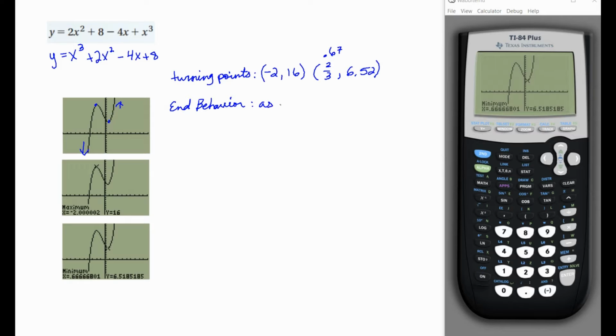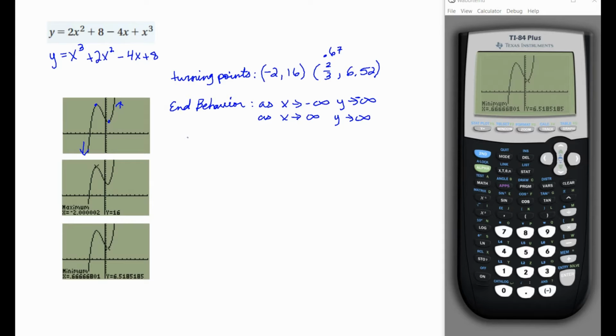So as x is approaching the left side, as x is going left, that's negative infinity. What are my y's doing? Well, we said they're going down. Down is negative infinity. Oh, I forgot my negative sign. Alright, there it is. Negative infinity. Now on the right side, as x approaches positive infinity, my y values are going where? Well, on the right side, they're going up. So we're going to say it's positive infinity. There it is. End behavior.